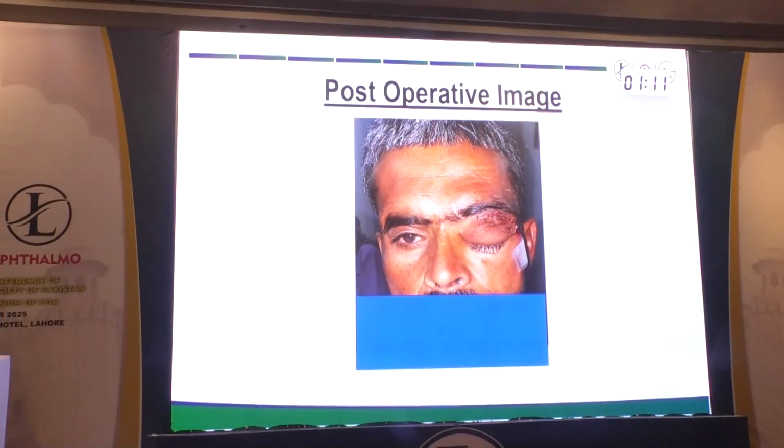So this was the post-operative image. We went for the first eye surgery, then this is the second eye surgery. So this is the second eye post-operative image.